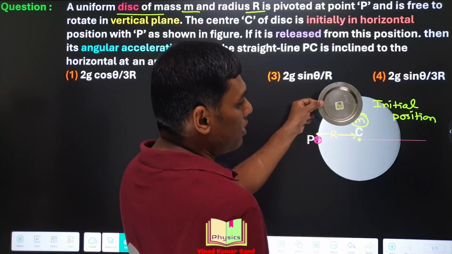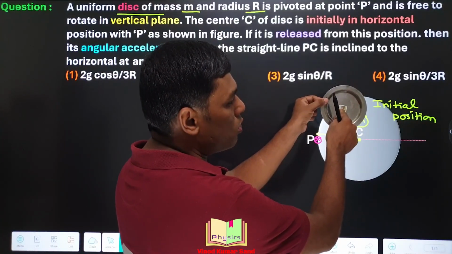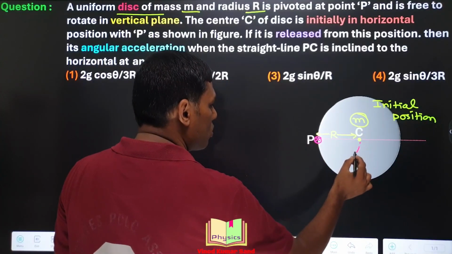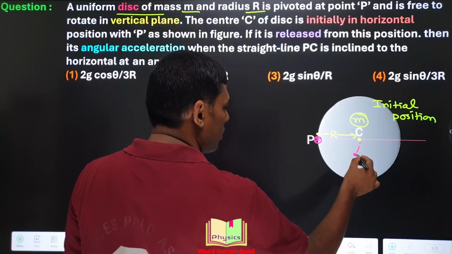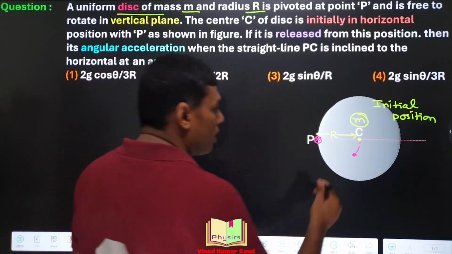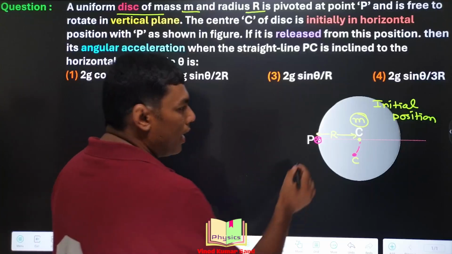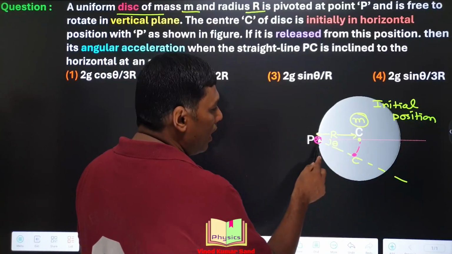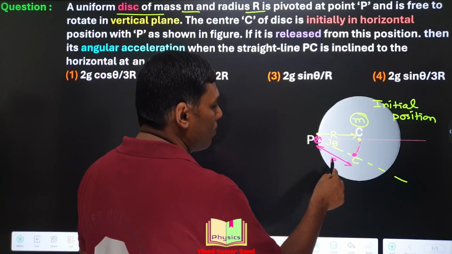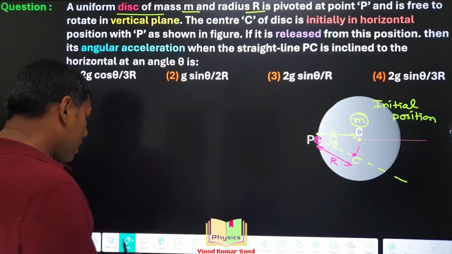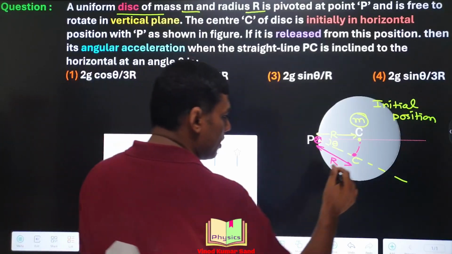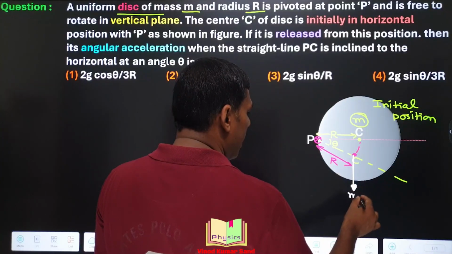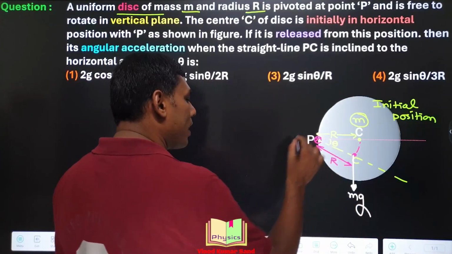Now we release the disk. When we release the disk from this position, the center goes down on a circular arc. So let's say the center comes down here at this location. The center comes here, and now that line makes an angle theta like this. Again, this distance is R. The gravitational force on the center of mass of the disk will be mg like this, and there will be some forces here at the hinge.